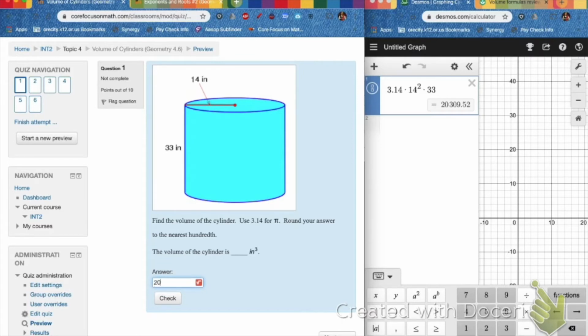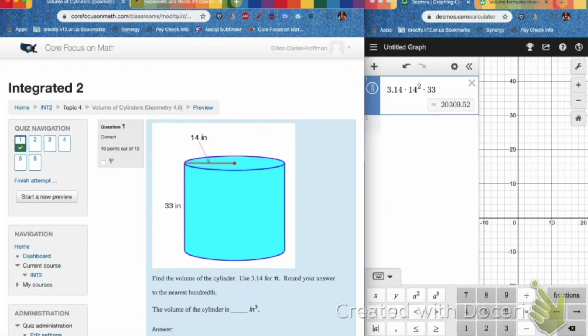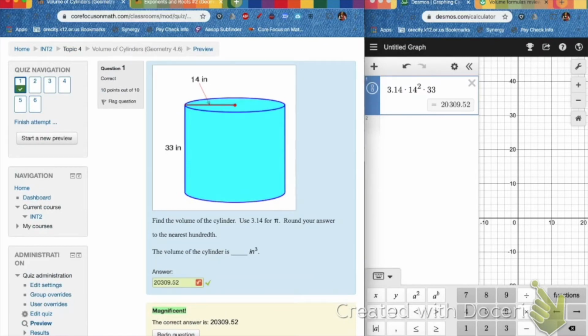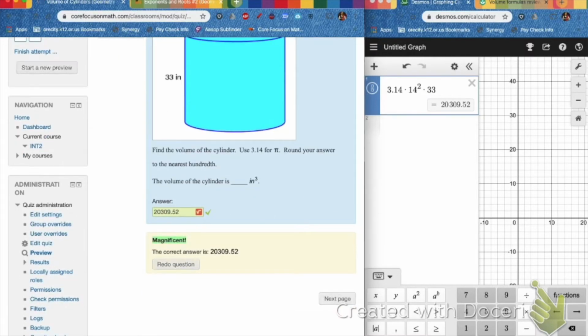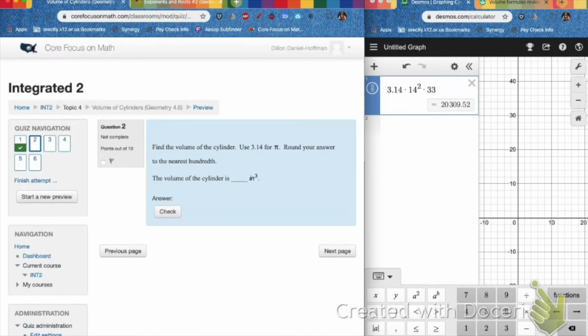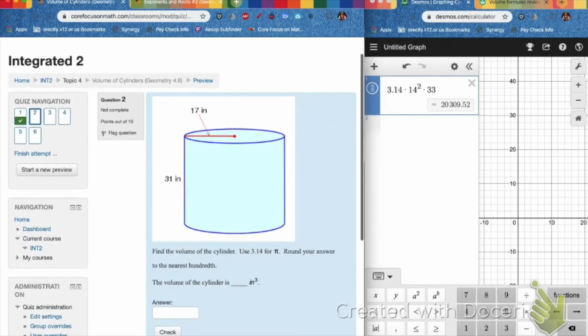I've got 20,309 and 52 hundredths, or 0.52. And hit check. And boom! Magnificent. You got it. If you need to do this a fair number of times, pause it right now until you get it right. And then you can move on to number 2, which is the same exact type of thing.